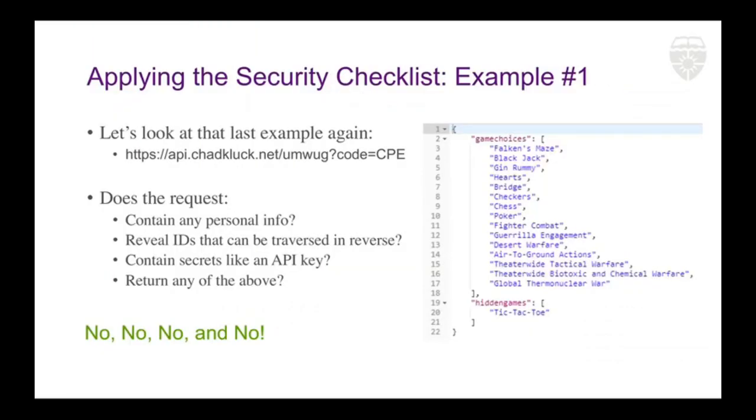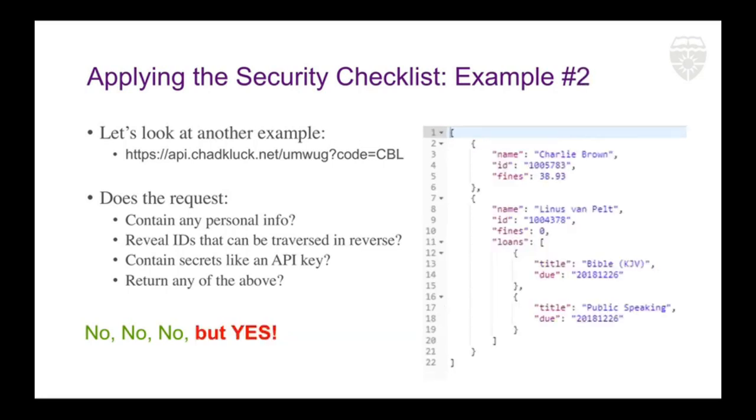So let's look at this one. Here's a request. Is there any personal information in that request? Anything identifying a user? No. Does it reveal any IDs that can be traversed in reverse? I'm just going to say no right now because I'll get to what that means in a moment. Does it contain secrets like an API key? It has a code, but that's a public code. I'm giving that to you. So no, there's no API key. Does it return any of the above? No, it's just a list of games. So it's approved. You can use JavaScript for this one. That's fine, no big deal.